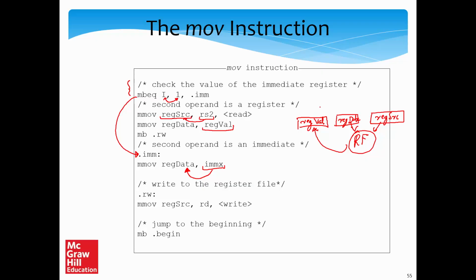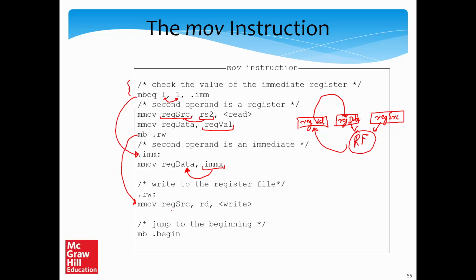Then once we read it, we again need to use it to write it to the destination. So we transfer the contents of reg val to reg data by this move instruction. Then we do an unconditional jump to RW, which brings us over here. So since the correct ID is loaded in reg source, no, not yet, I'm sorry.